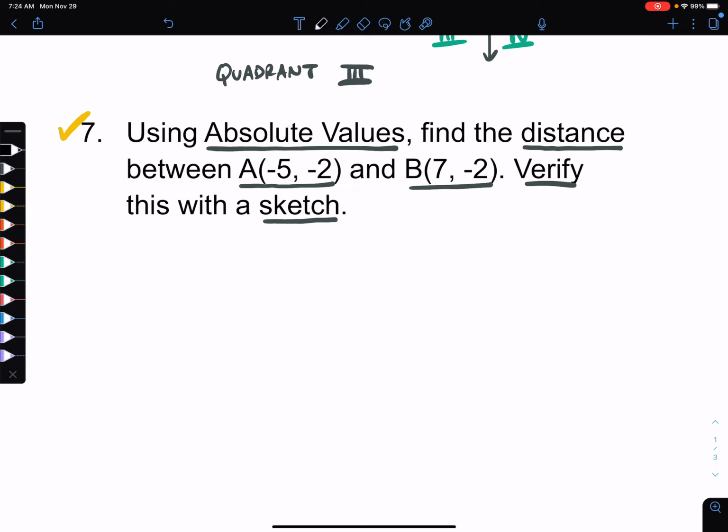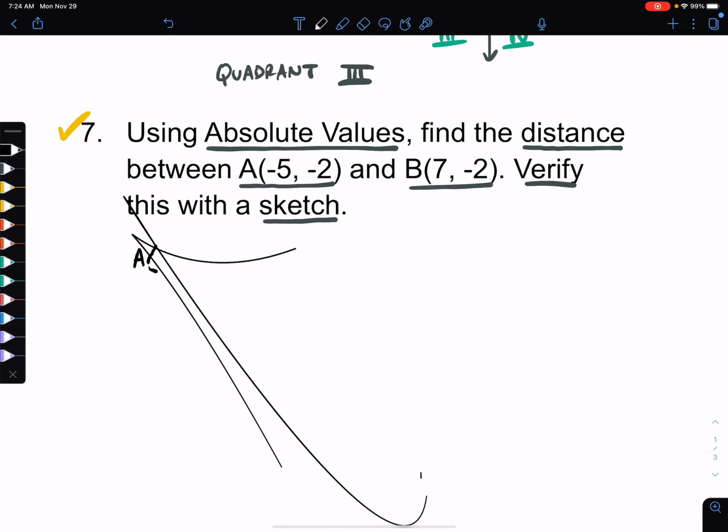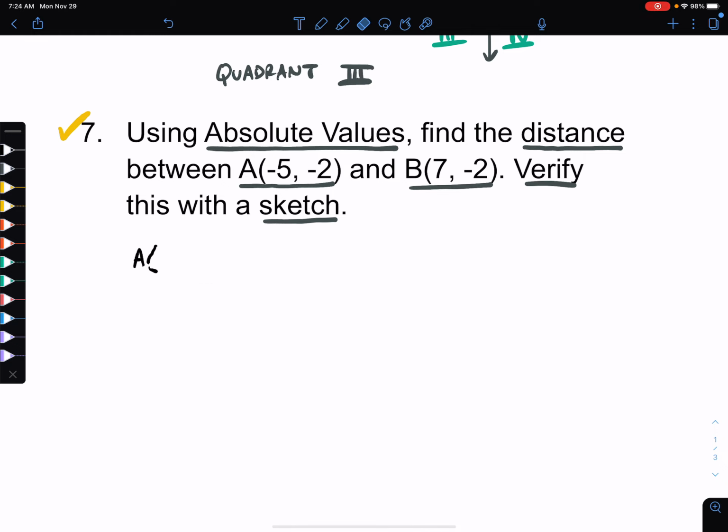If we take a look at A and B, I'm going to go ahead and rewrite those here. For A, oh my goodness. Let me move my phone away. Sometimes that keeps happening. Let's try this again.